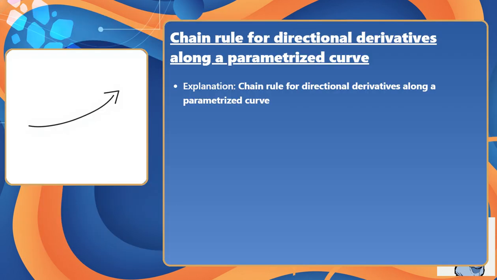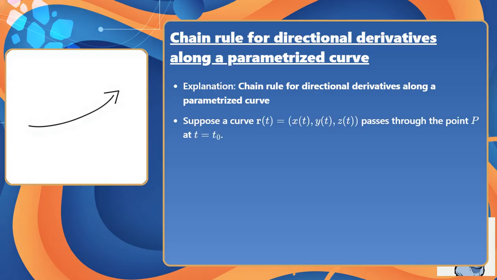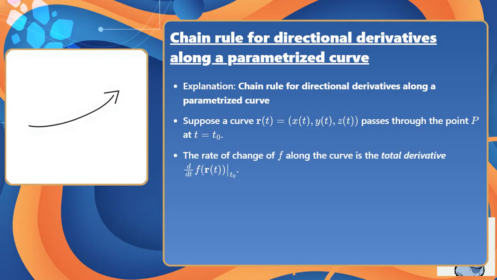Explanation: chain rule for directional derivatives along a parametrized curve. Suppose a curve R of t equals (x of t, y of t, z of t) passes through the point P at t equals t sub 0. The rate of change of f along the curve is the total derivative d over dt f of R of t, evaluated at t sub 0.